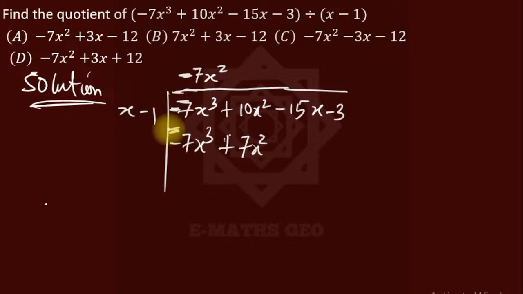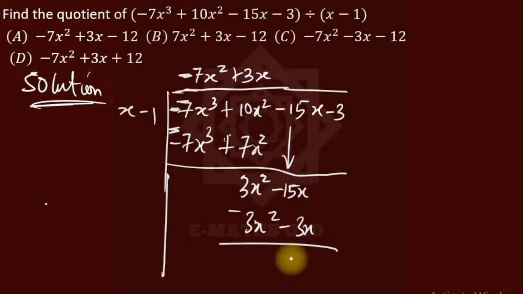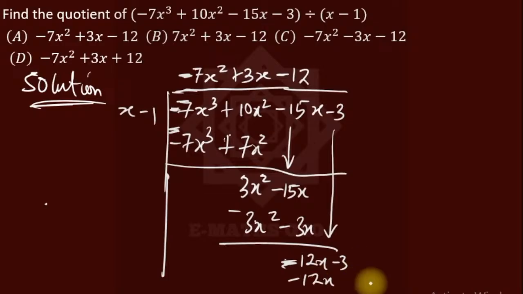So we subtract. So this minus this is 0. 10x squared minus 7x squared, we have 3x squared. So after that we bring down minus 15x. We start again. So 3x squared divided by x is plus 3x. It's now minus 12x. So the next thing we'll bring down minus 3. So we'll now do minus 12x divided by x, we have minus 12. So minus 12 times x is minus 12x. Minus 12 times minus 1 is plus 12.